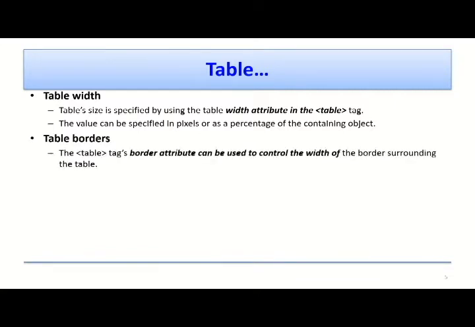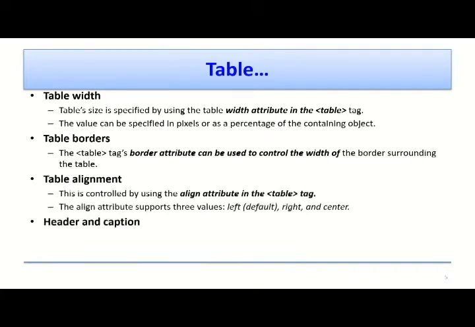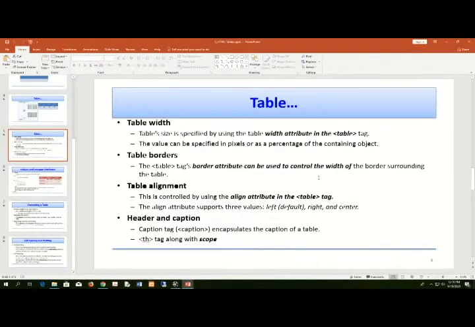The other one is table border. The border attribute can be used to control the width of the border surrounding the table. And then the table alignment: we can align our table in our web page, left, right, or center. The next one is header and caption. I demonstrated the usage of the caption, so we can associate a name with the table. Let's see those attributes and their usage.